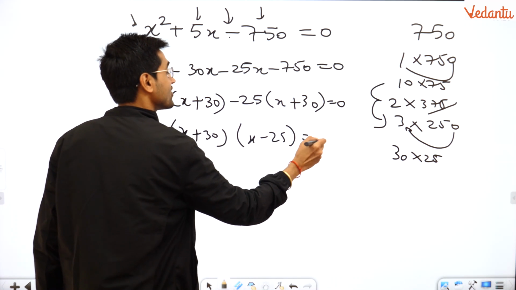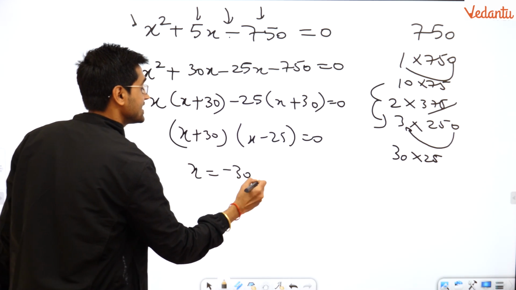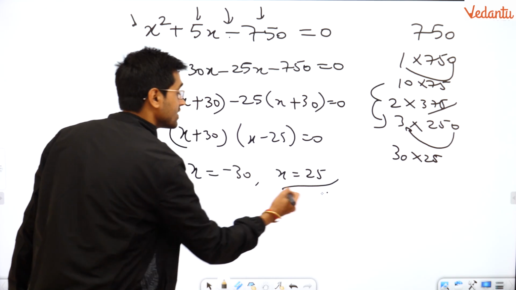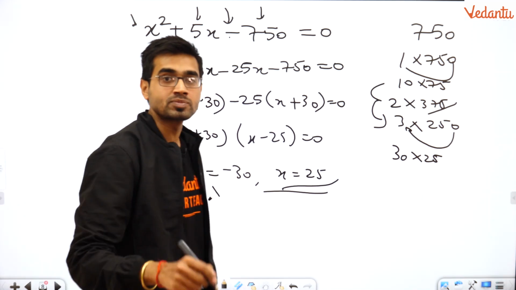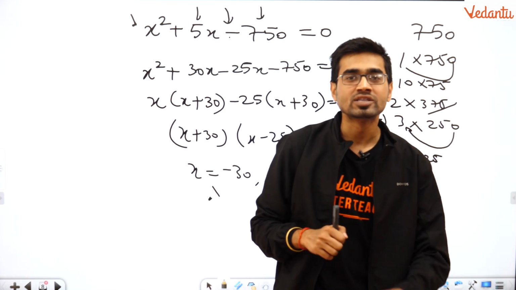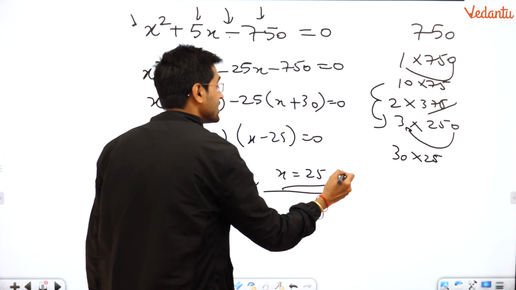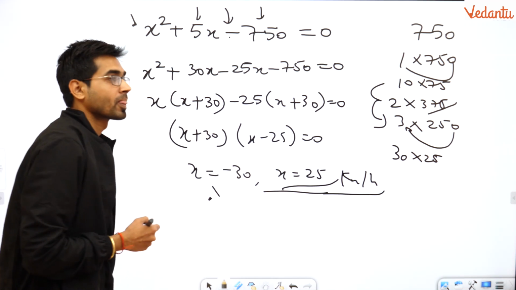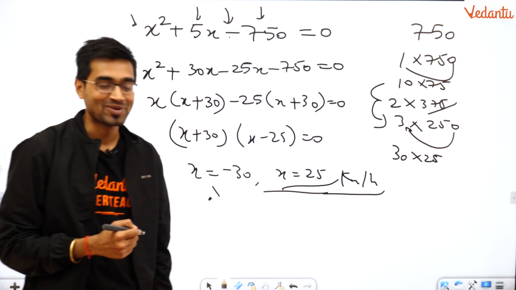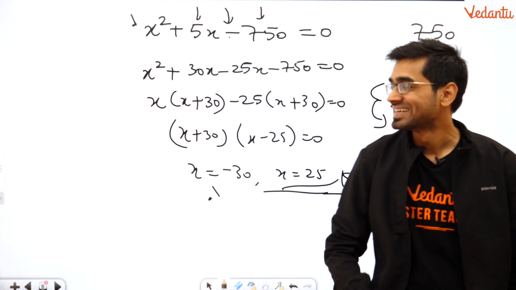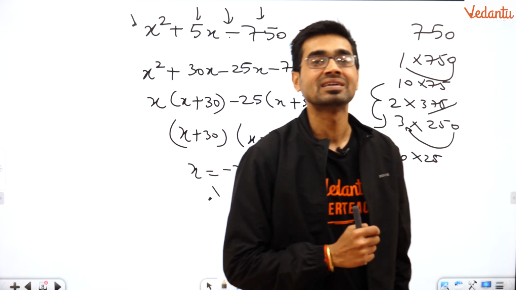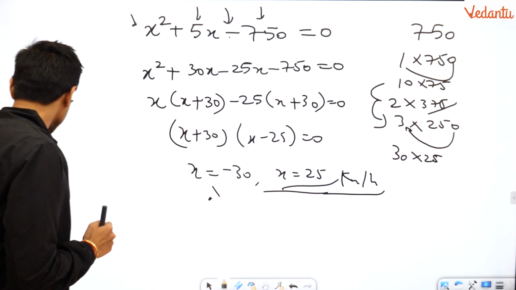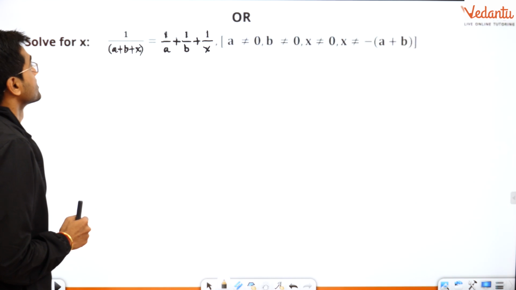X minus 25 equals to 0. X is minus 30. X is 25. This answer cannot be taken. How can the speed be negative? Yes. So what is the answer? X is equals to 25 kilometers per hour. I hope you find the speed now better. Yeah, is it? So x is equals to 25 kilometers per hour. Fine. Let us take the next problem.